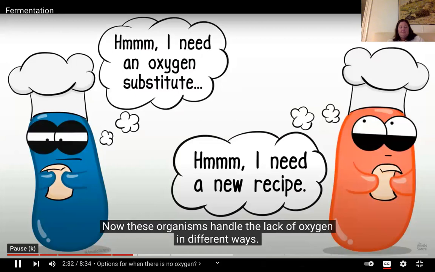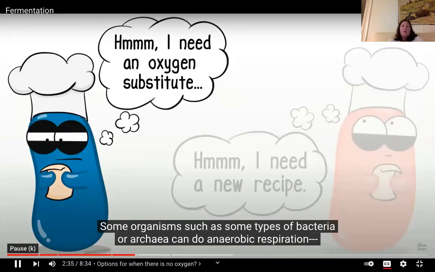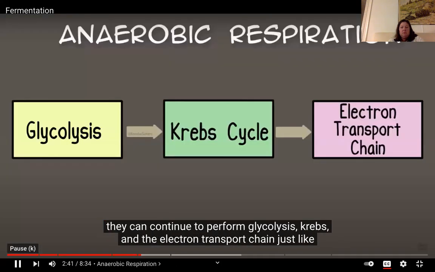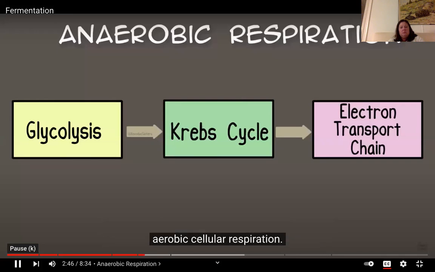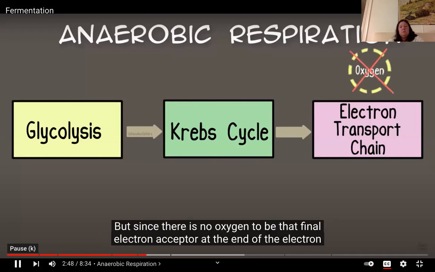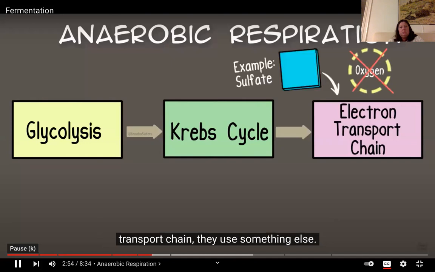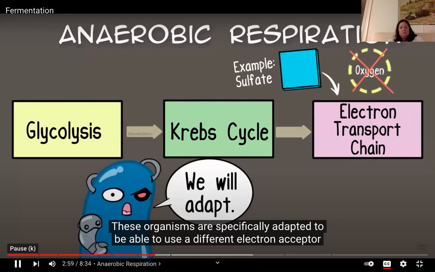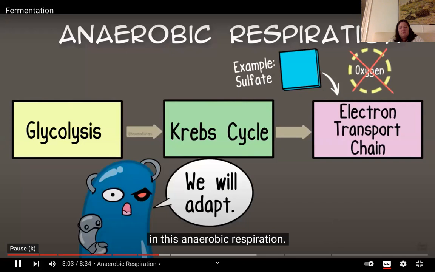Oxygen in different ways. Some organisms, such as some types of bacteria or archaea, can do anaerobic respiration. They can continue to perform glycolysis, Krebs, and the electron transport chain, just like aerobic cellular respiration. But since there is no oxygen to be that final electron acceptor at the end of the electron transport chain, they use something else, sulfate, for example. These organisms are specifically adapted to be able to use a different electron acceptor in this anaerobic respiration.